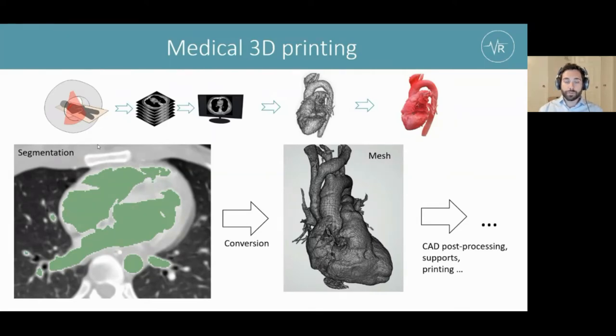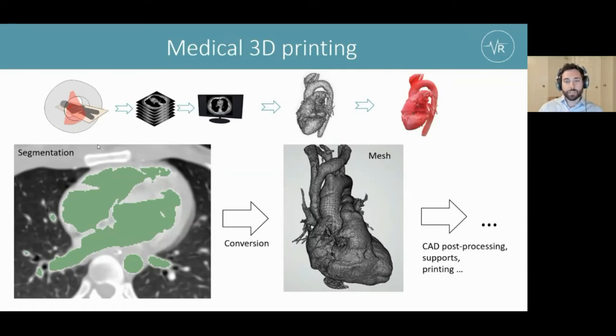We turn those images through some process into a mesh, which then gets sent to a printer and then is printed. There's a few tasks that happen here that we were interested in to see how virtual reality could assist. The first is segmentation. So that's basically like paint by numbers for the individual pixels in an image, saying that this should be part of the blood of the heart or this shouldn't. Then typically what happens is that gets converted into a 3D mesh. And then there's some sort of post-processing, computer-aided design, building in supports, and then finally printing it.